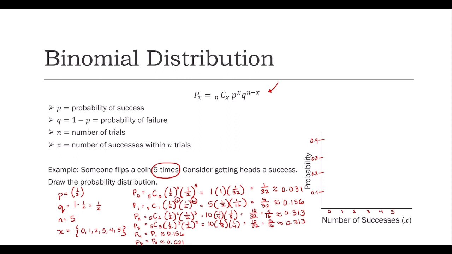So for 0, the probability was 0.031. So that'll be about there. For 1, it's 0.156. For 2, it was 0.313. For 3, it's that same thing. For 4, it was 0.156. And finally, for 5, it was 0.031. So this is your binomial distribution graph for this example.